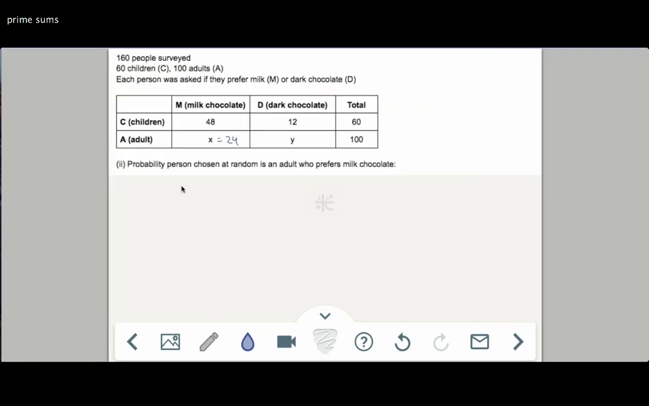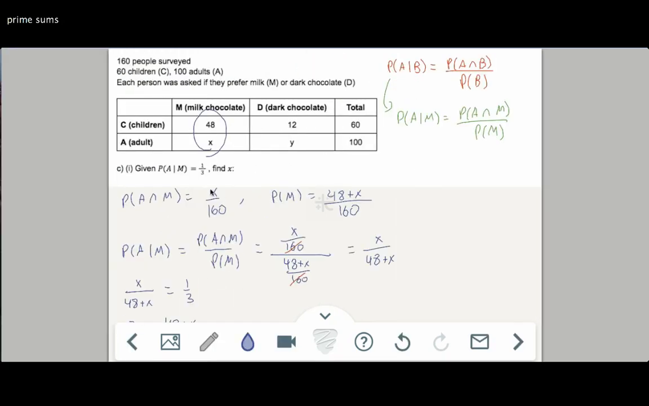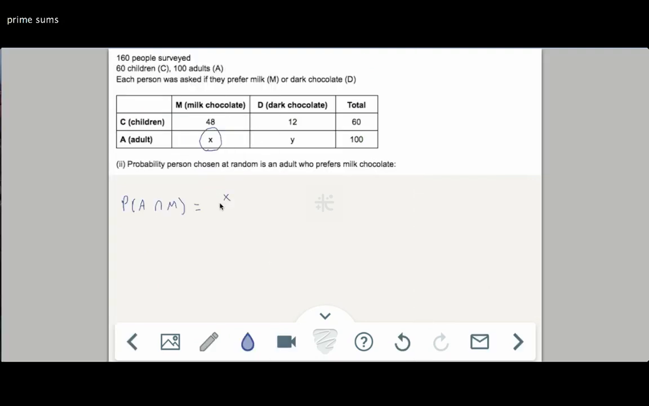Now in part C2, we're told that a person is chosen at random from those surveyed, and we have to write down the probability that they're an adult who prefers milk chocolate. Well, an adult who prefers milk chocolate is these people over here. So this is simply the probability of A and M. They are an adult and they prefer milk chocolate. And in part C1, we found that this probability is equal to x over 160. And we just found that x was equal to 24. So this is going to be 24 over 160.